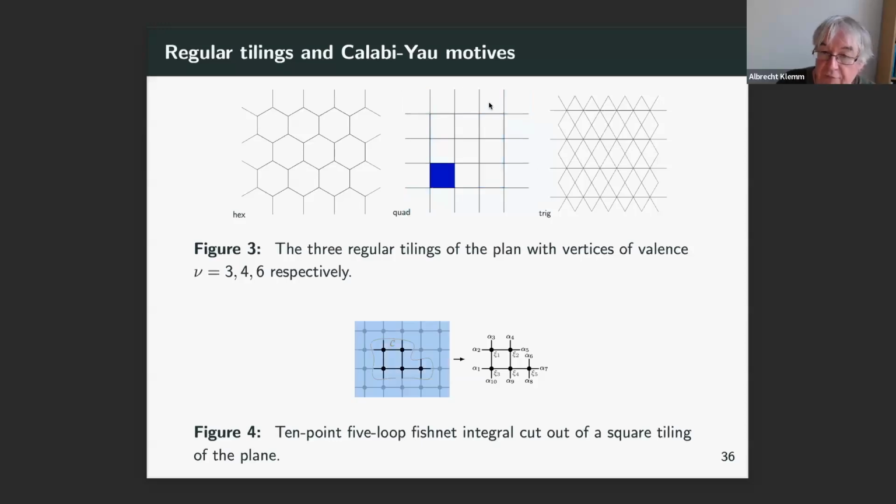Basically, you take one of these tilings of the plane and cut out a graph. This graph gives rise to an amplitude in this integrable fishnet series. Here, for instance, it is a little bit different. What is the loop order? Because this is in position space, each black point is actually a loop, so that is a 6-loop graph.